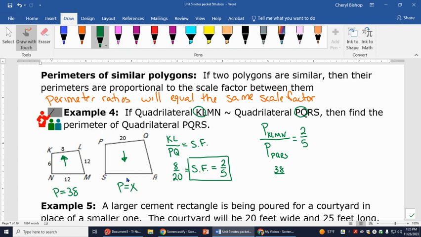Over the perimeter of PQRS, that's the one I'm trying to find. I'm going to call it X. It's going to reduce to the same scale factor, 2 to 5. Cross multiply and solve. 2 times X and 38 times 5. 38 times 5 is 190.